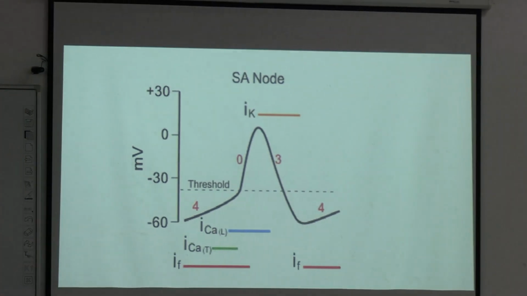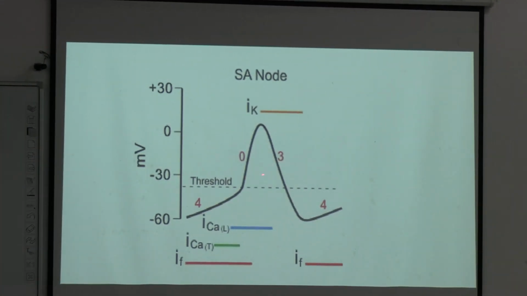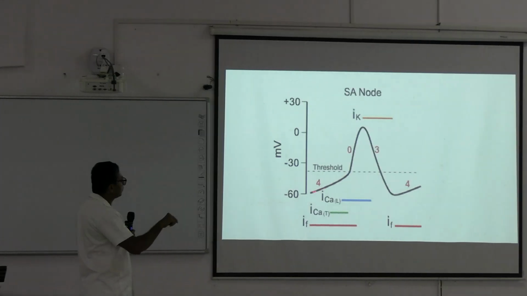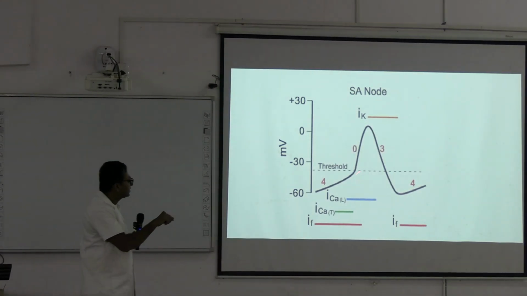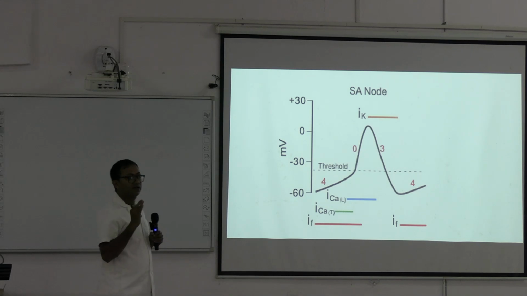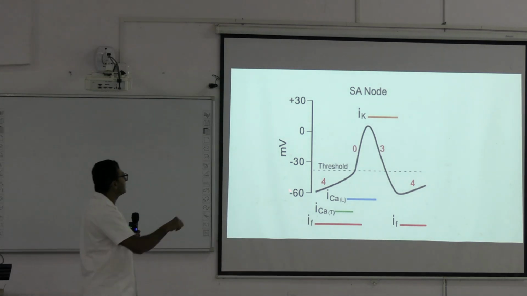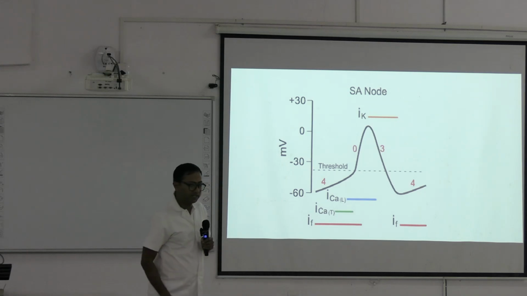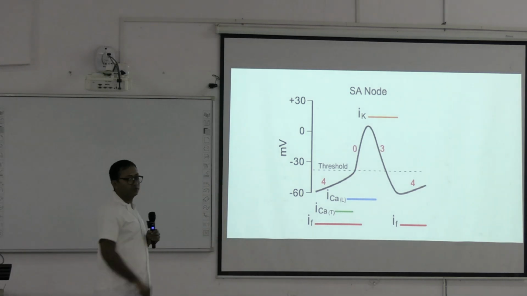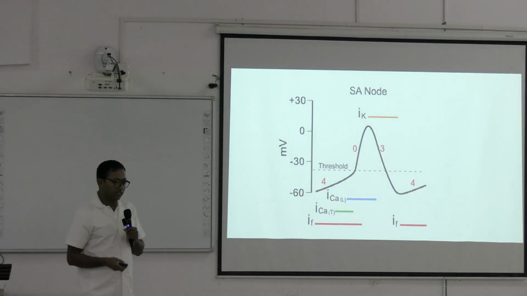This is the SA node. So phase 4, okay? In phase 4, two major ion channels are responsible for phase 4 depolarization, right? Phase 4 is the depolarization where the membrane potential fluctuates from minus 60 to minus 40 millivolt, and this phase 4 is actually called the pacemaker potential.